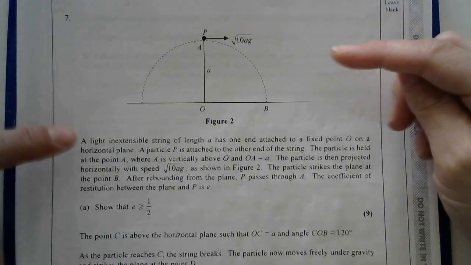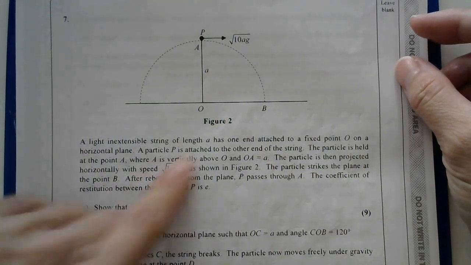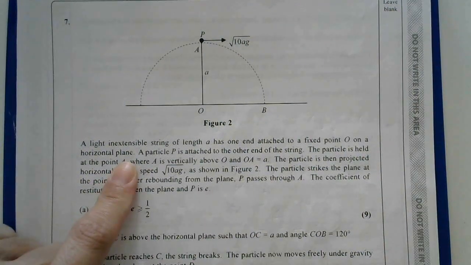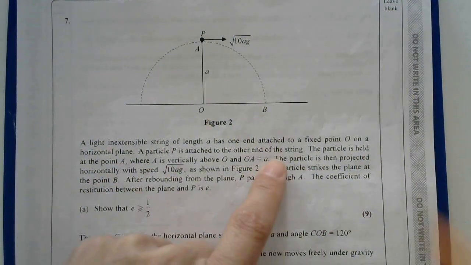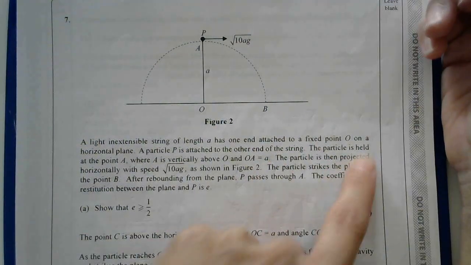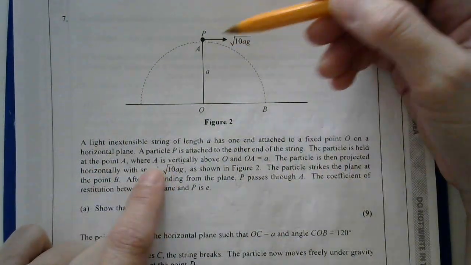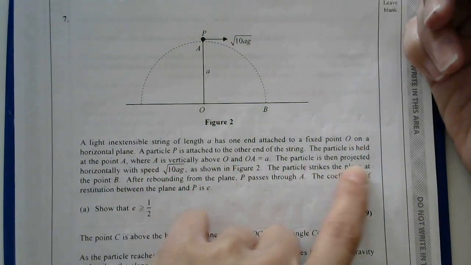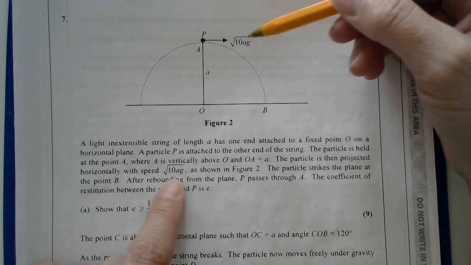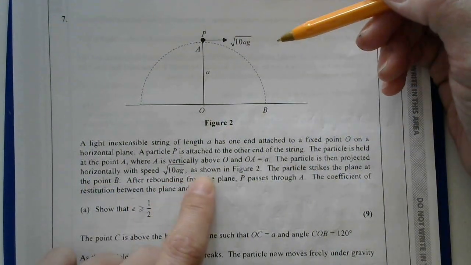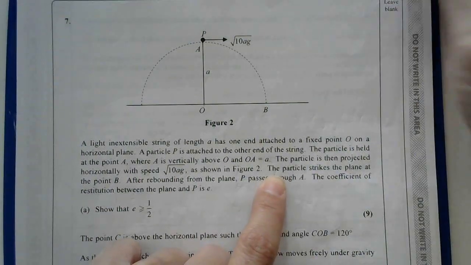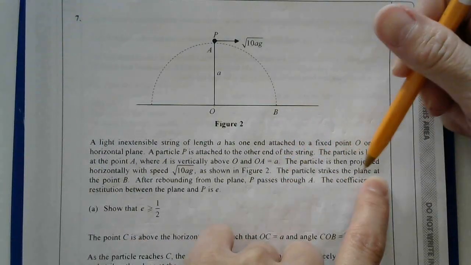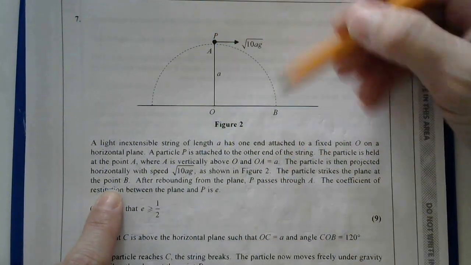Okay, so a light inextensible string of length a has one end attached to a fixed point O on a horizontal plane. A particle P is attached to the other end of the string. The particle is held at point A, where A is vertically above O and OA is little a. The particle is then projected horizontally with speed root 10ag, as shown in figure 2. The particle strikes the plane at the point B.